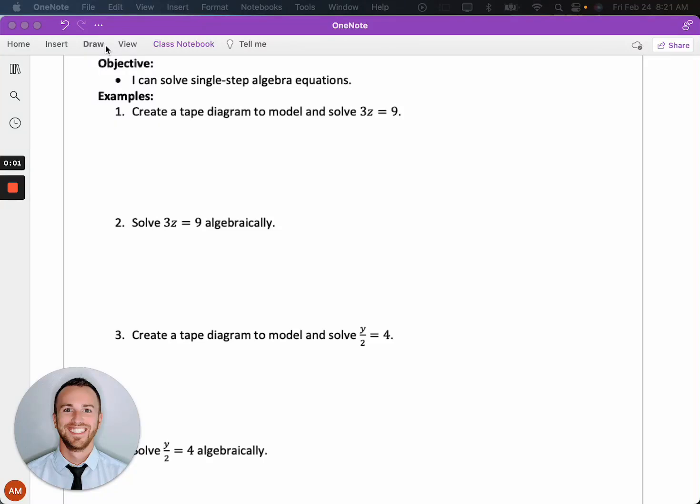All right, welcome students. In today's video, we're going to take a look at how to solve single-step algebra equations, specifically those involving multiplication and division.